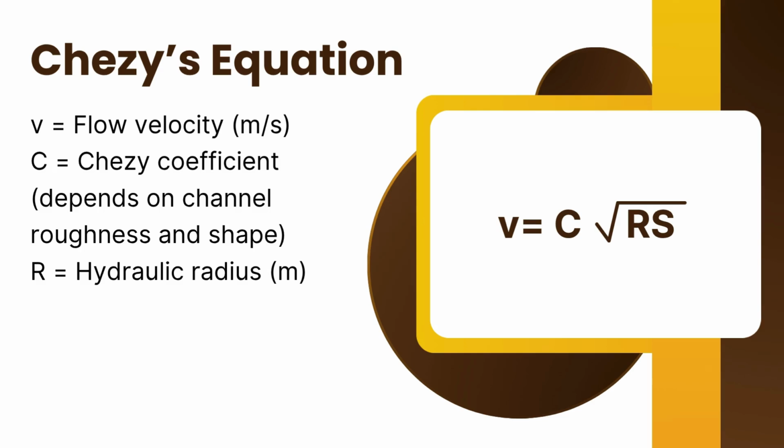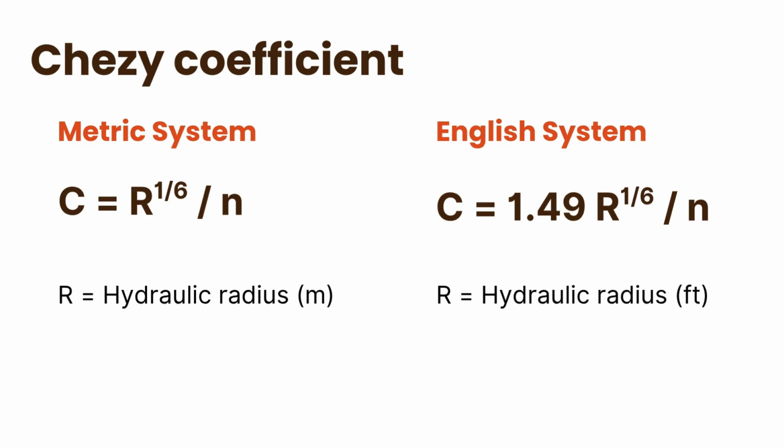In here, we can see that Chezy's coefficient varies based on the system's use. In metric system, hydraulic radius in metric, we use 1 as a multiplier. But in English system, where hydraulic radius is in feet, we use 1.486 or 1.49.